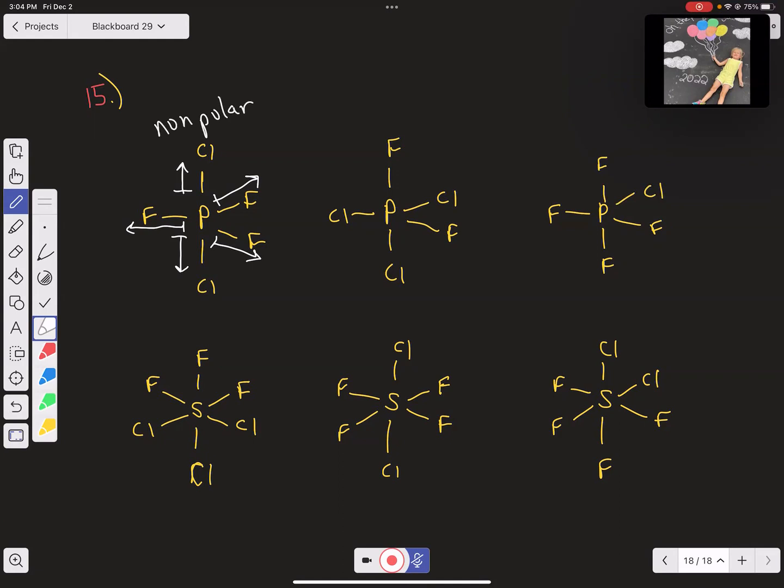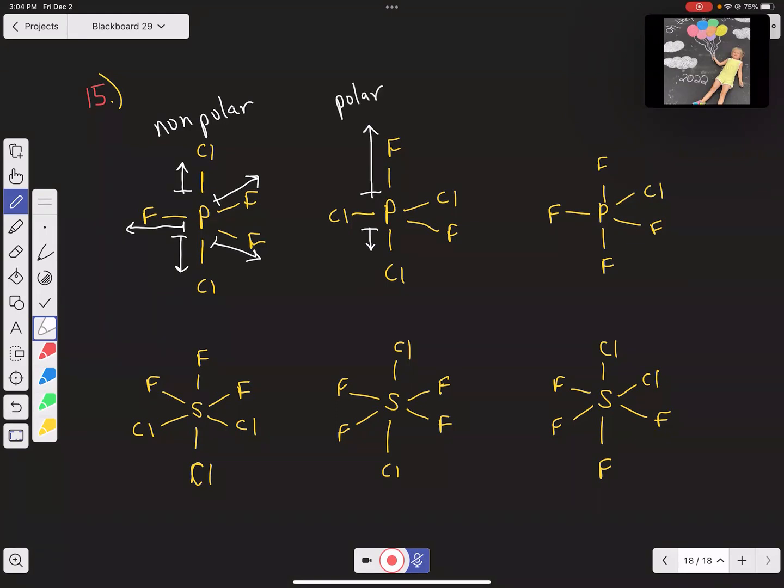However, when we go to the next molecule, it still has fluorine and chlorine, but we've changed the arrangements. Now if you look at that vector, fluorine is more electronegative than chlorine. So I'll try to draw that vector, to make it look like fluorine is pulling electron density away from phosphorus. It's 180 degrees away from this chlorine. That chlorine is also trying to pull, but it's not as electronegative, so it's not pulling as strongly. So here we would get an imbalance of electron density, and that would make this molecule polar.